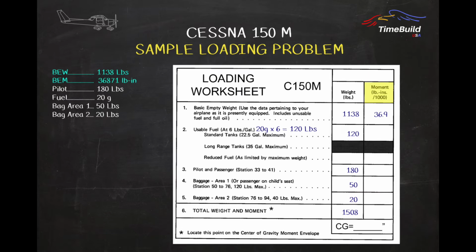One thing to pay careful attention to is that the moment values in the form are divided by 1,000. Be certain to divide the starting basic empty weight moment by 1,000 as we have done here. The rest of the moments will be obtained from the loading graph found in the POH. Let's start with the fuel.